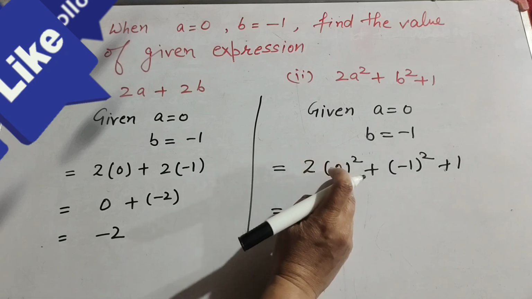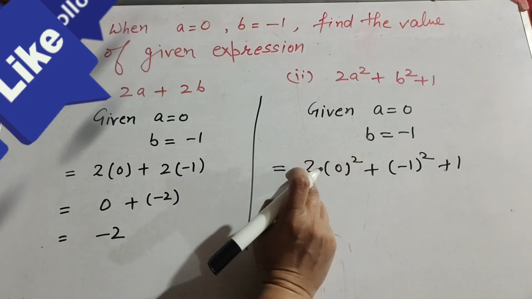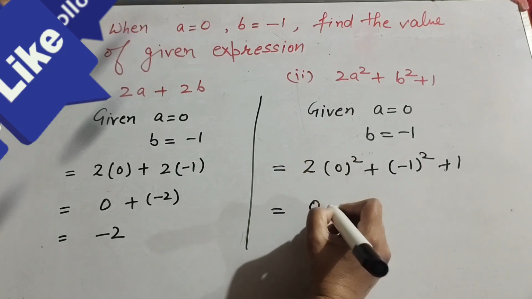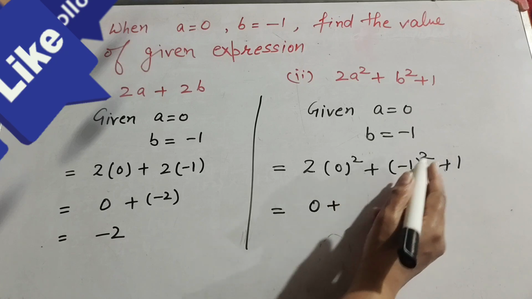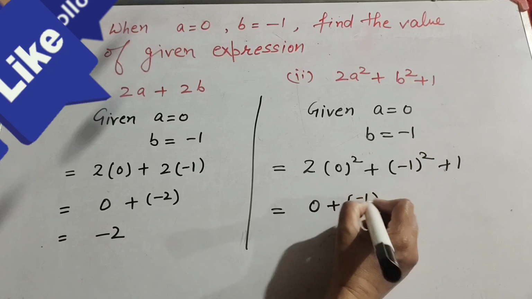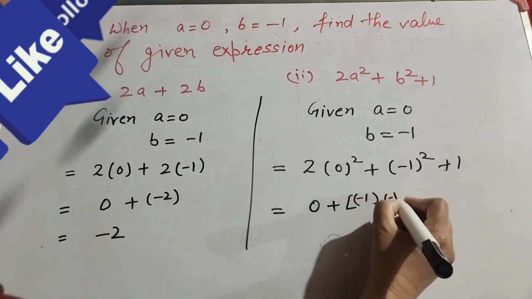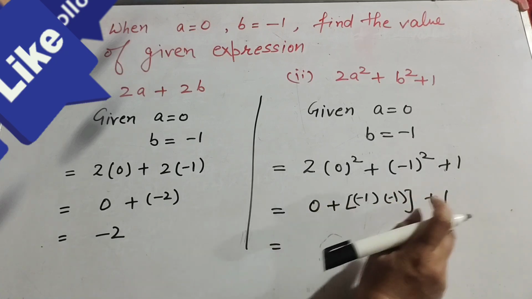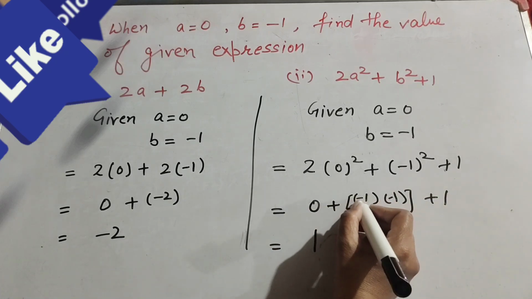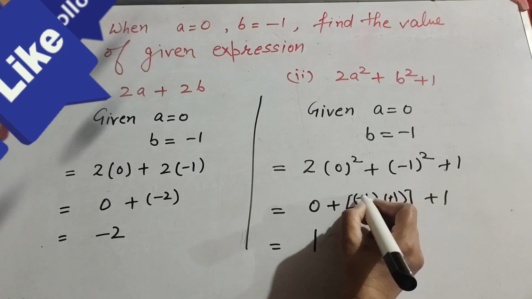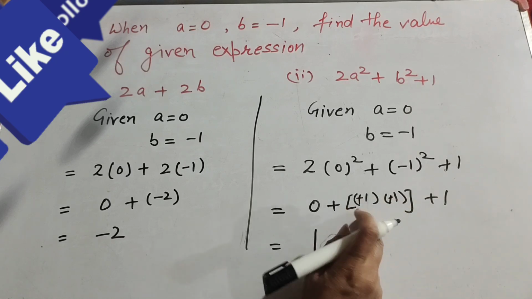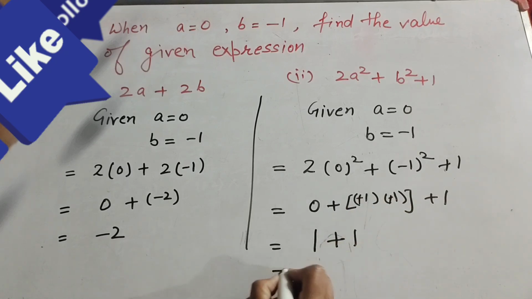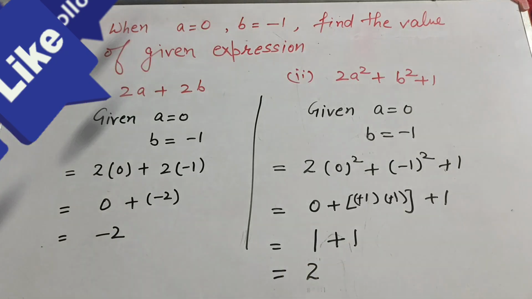So it is equal to 0 square is 0, 0 multiplied by any number is 0, plus -1 square, -1 multiplied by -1, plus 1. Now it is equal to 0 plus 1 is 1. So -1 multiplied by -1, minus into minus, it is plus. So plus 1. 1 plus 1 equal to 2. So this is the answer.